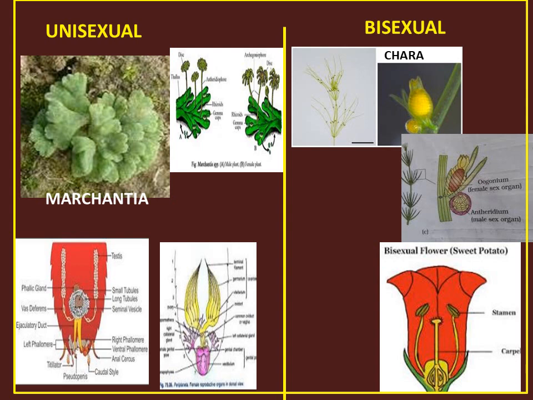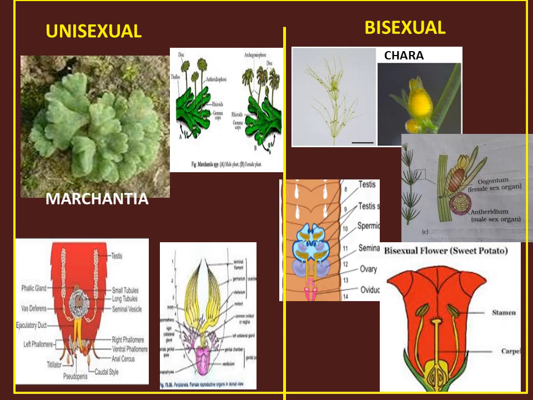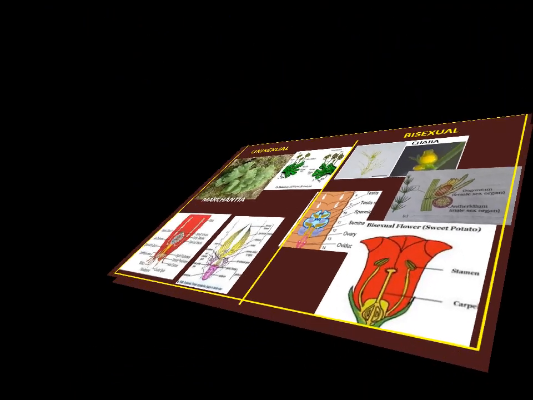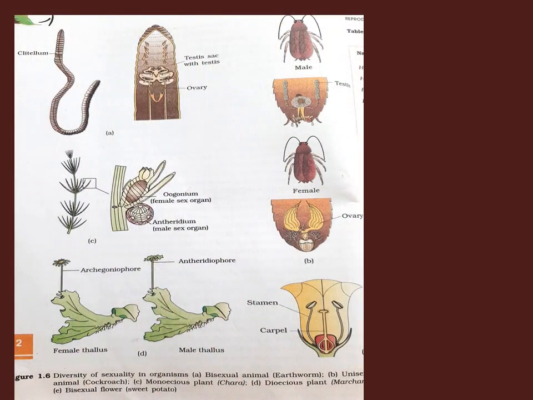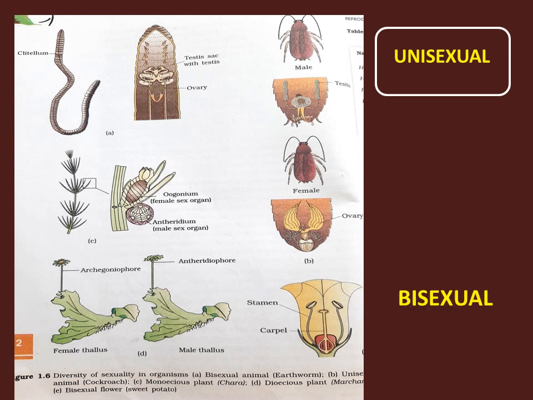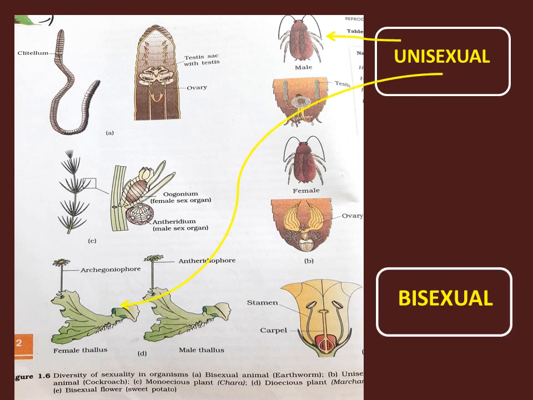This is a bisexual flowering plant, sweet potato. Here, this is a dissection of an earthworm showing testis as well as ovary both present in the same body. So earthworms are also called hermaphrodites. This is a textbook image of the topic. Unisexual, bisexual.